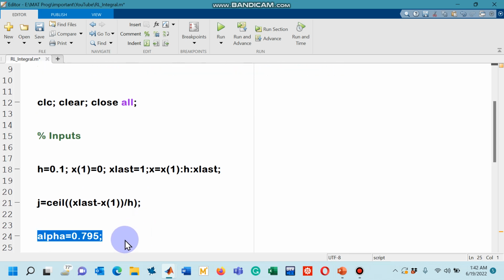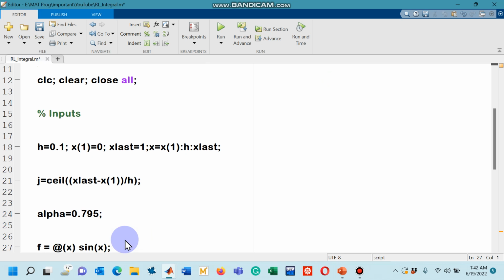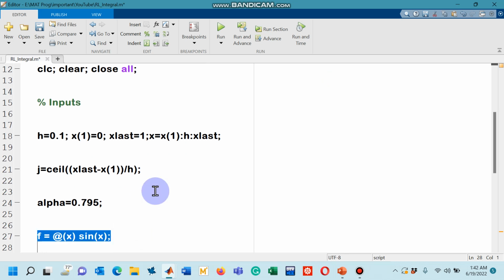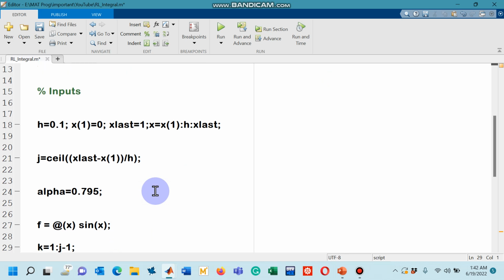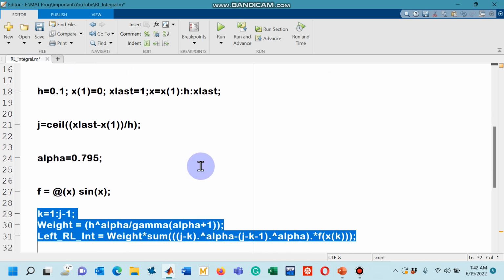Alpha is the fractional order, which I have arbitrarily chosen to be 0.795. The function whose Riemann-Liouville fractional integral is being approximated through this rule is sin x. This function I have chosen because its Riemann-Liouville fractional integral is required numerically. So now the most important points are the highlighted points, as you see on lines 29 through 31.